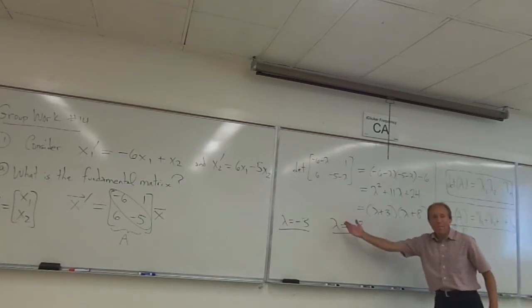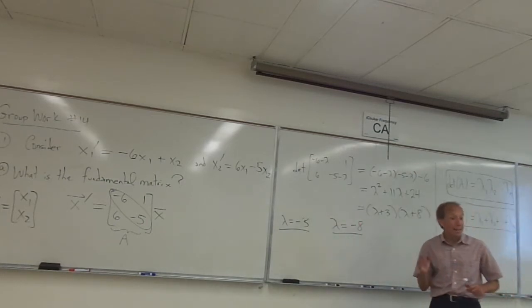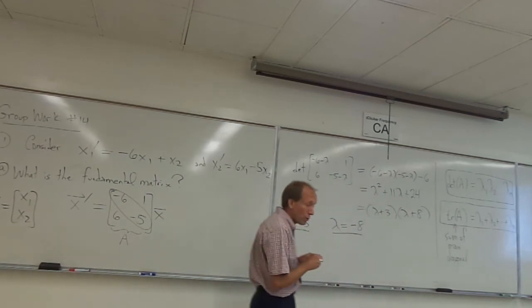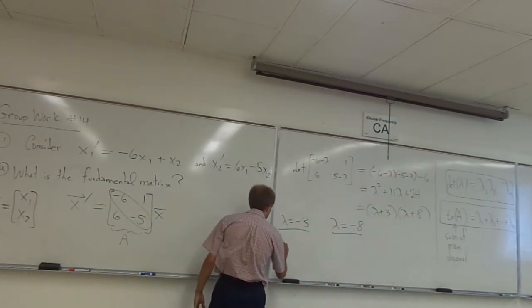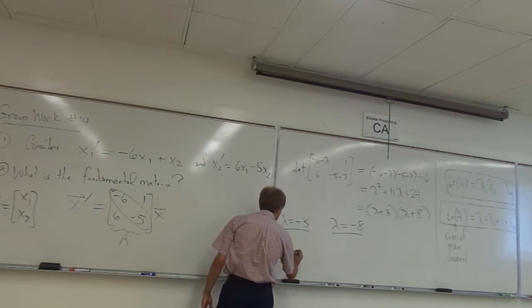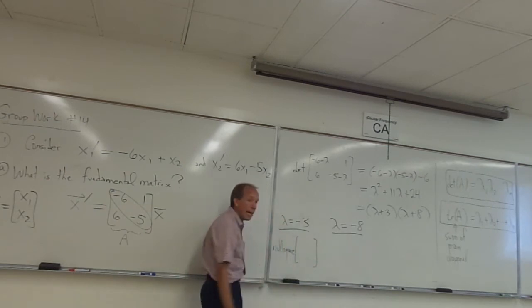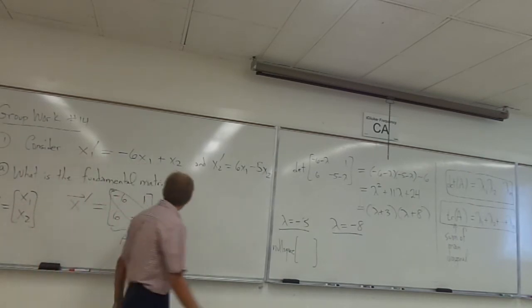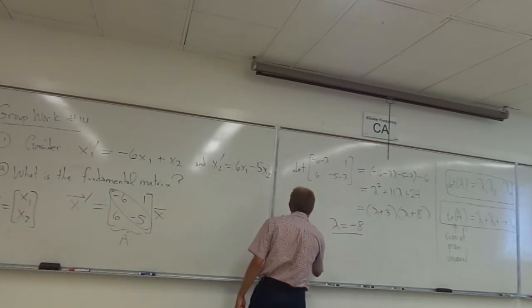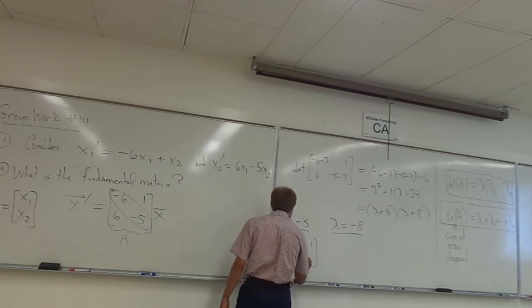Okay, so we have our two lambdas. The next step is to find what? Right, the null space corresponding to these two eigenvalues. So I've got to do the null space of... First thing I need to do is add 3 to the main diagonal of this matrix. So if I add 3, I'm going to get -3 and 1, and then I'm going to get 6 and -2.